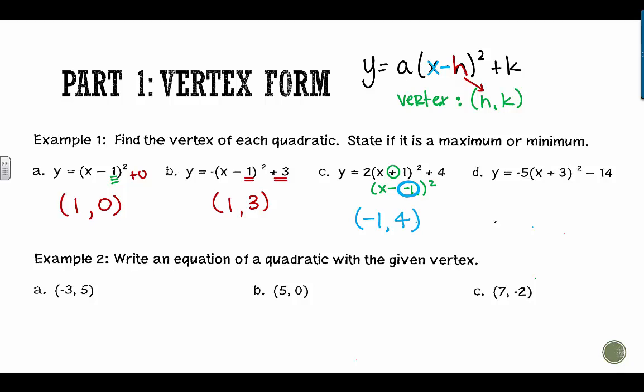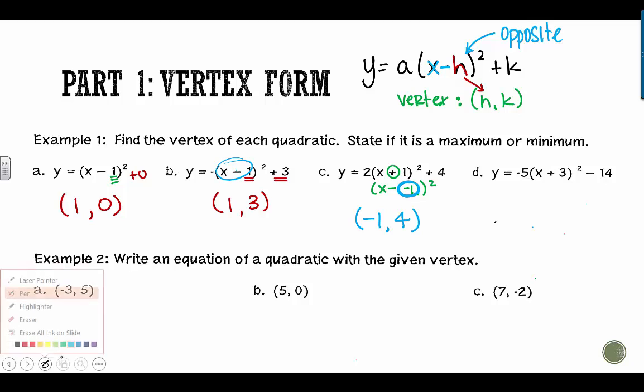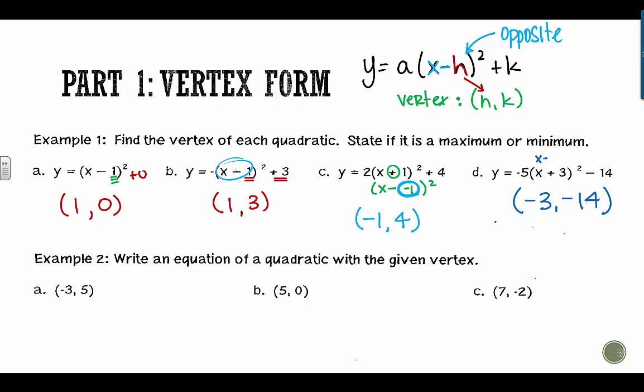So the other thing to remember, or the thing if you're confused, is this is always the opposite. So if it's x plus 1, your vertex is at negative 1. If it's x minus 1 like this one, it's at positive 1. So this one over here, it's at negative 3, negative 14, because remember, this is x minus a negative 3 that we really have here.